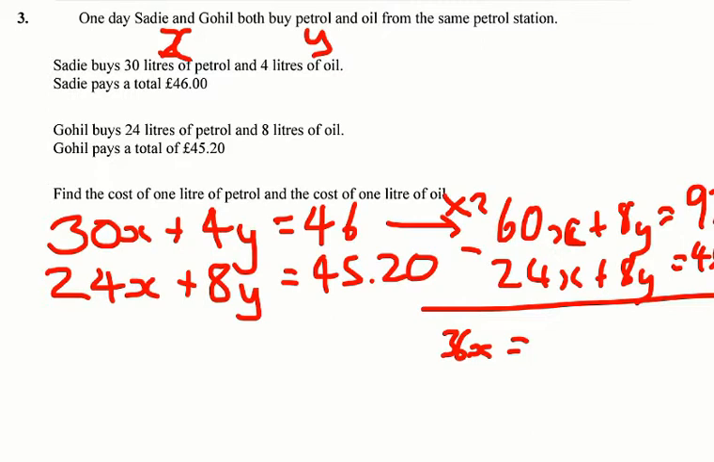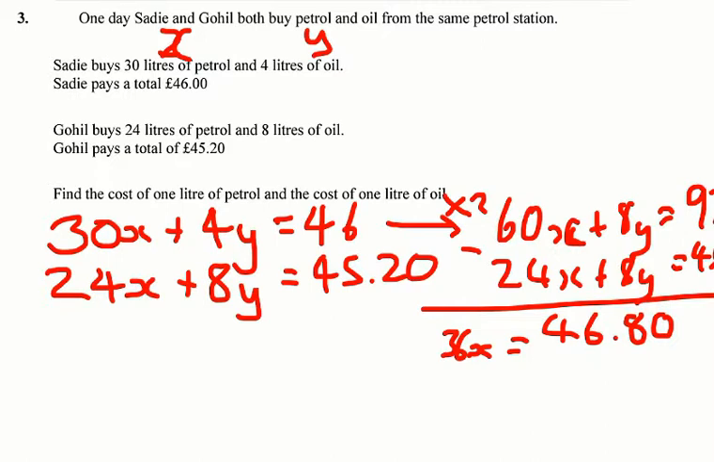£45.20. Now it is a calculator paper, so I wouldn't suggest doing this in your head. You're using your calculator to make sure that there's no mistakes made. We find that 36x is £46.80. And you've already got 2 marks here.